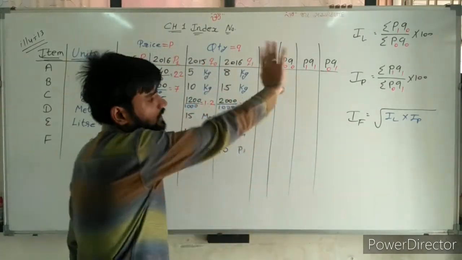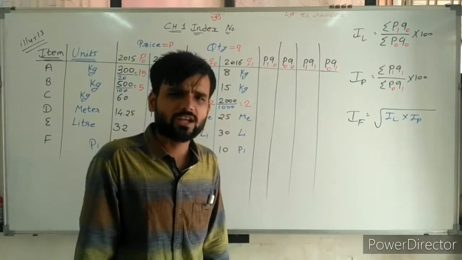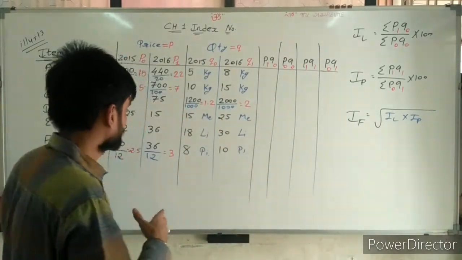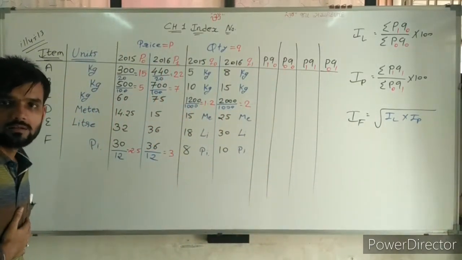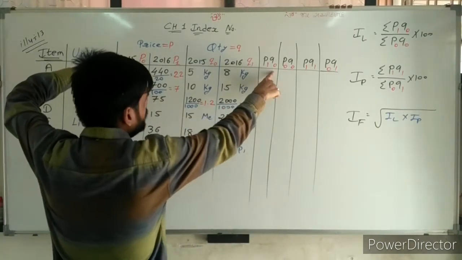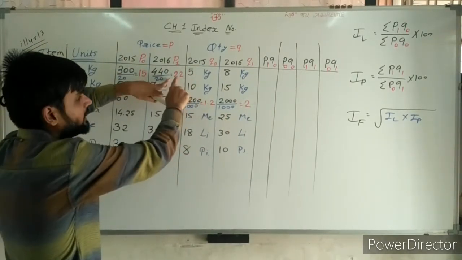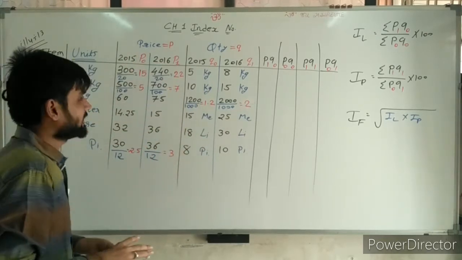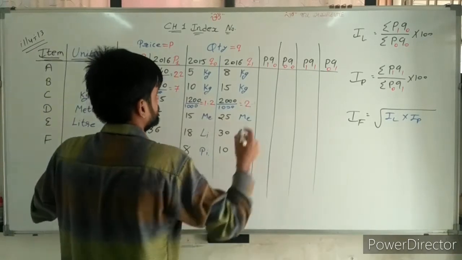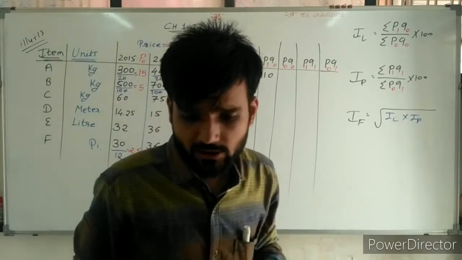So now the remaining calculation you can do yourself, but today I am explaining this calculation also, because by which amount we are multiplying, that I am making clear. So P1 Q0. P1 means 22, Q0 means 5. 22 into 5. That I need to do. 110 is your answer.